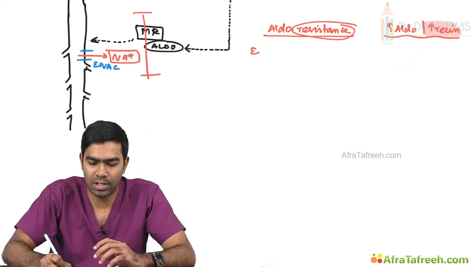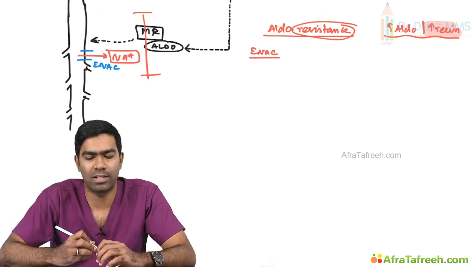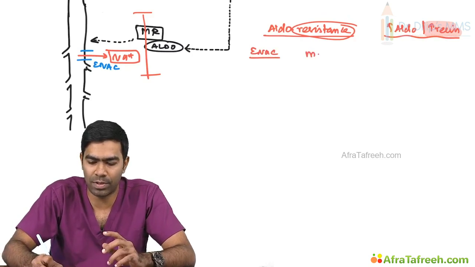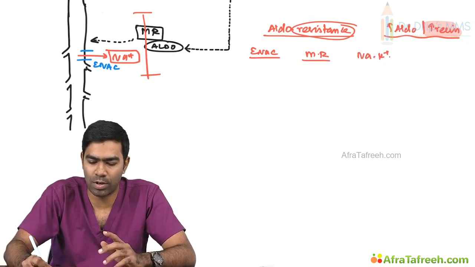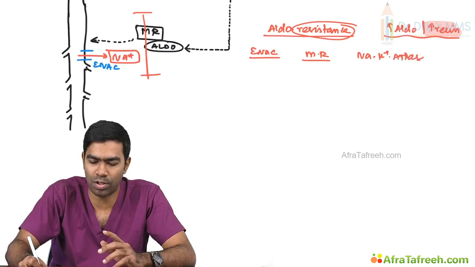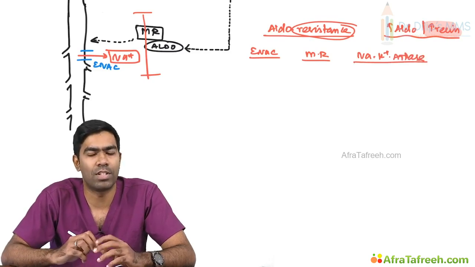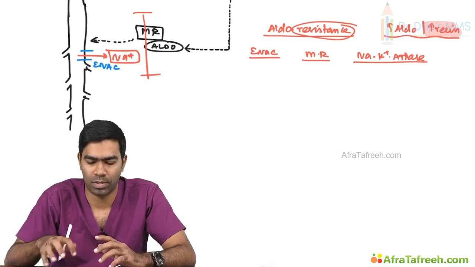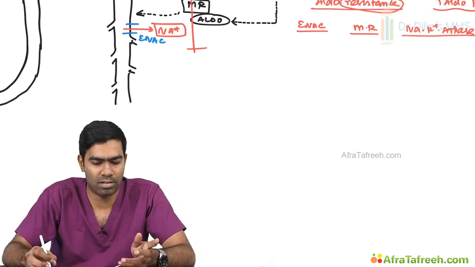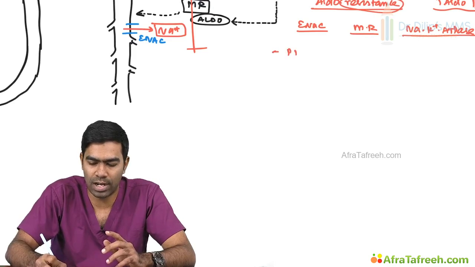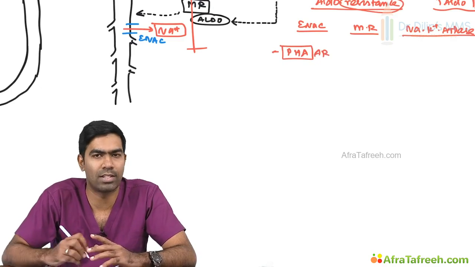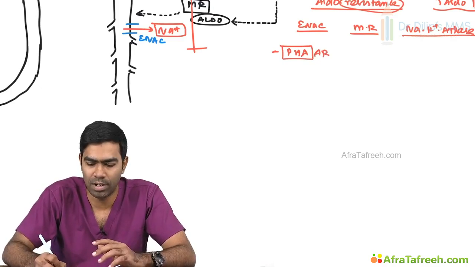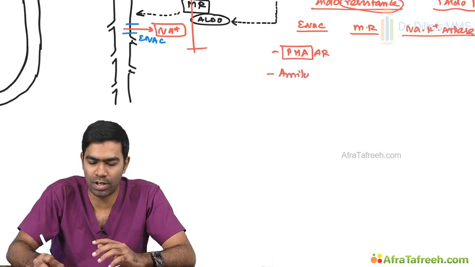Resistance can be at the level of ENaC channels, resistance can be at the level of mineralocorticoid receptors, or resistance can be at the level of sodium potassium ATPase, which is also very important on the basolateral side, which is going to respond to aldosterone. So ENaC resistance can be due to a condition called pseudo-hypoaldosteronism, which is an autosomal recessive disorder, which I'll be discussing in some time, or it could be due to usage of drugs like amiloride or triamterene.